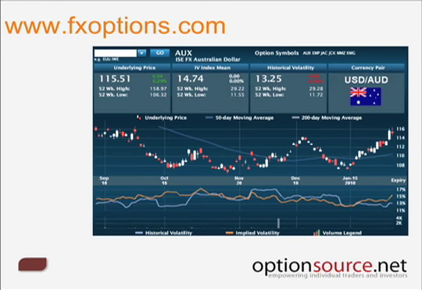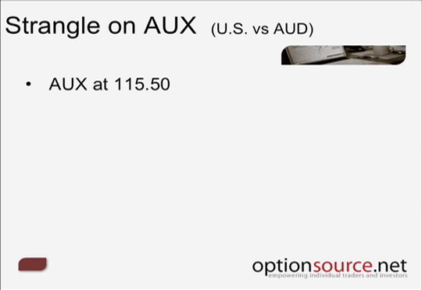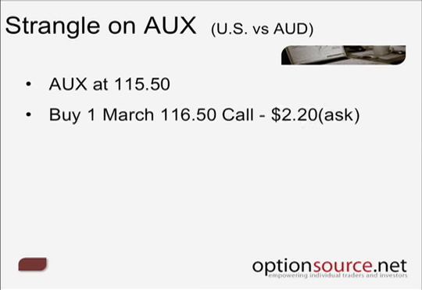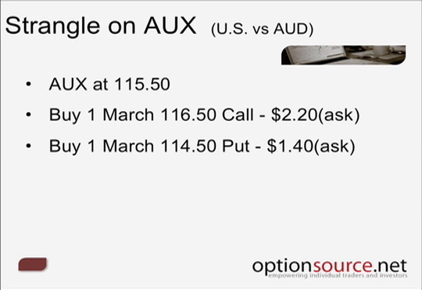Now, moving forward, let's say that the AUX is trading at 115.5, and we want to participate by using a strangle. We could buy one March 116.5 call option and pay $2.20, and we could then conversely buy one March 114.5 put option and pay $1.40 for a net cost basis of approximately $3.60. Of course, this doesn't include commissions. So the idea is that we're expecting a move in the underlying pair value significant enough to compensate for the premium that we're paying for this particular strategy.